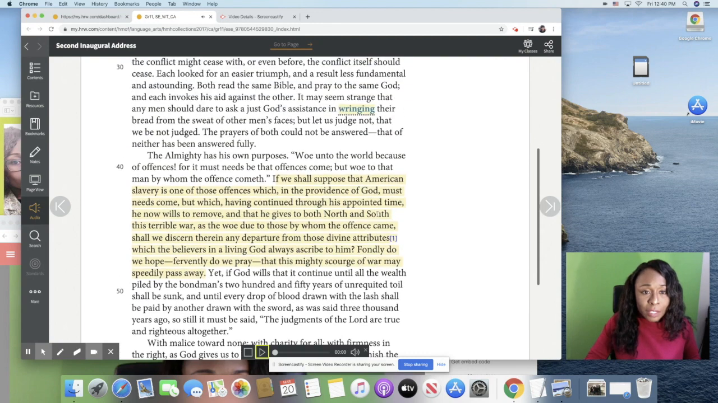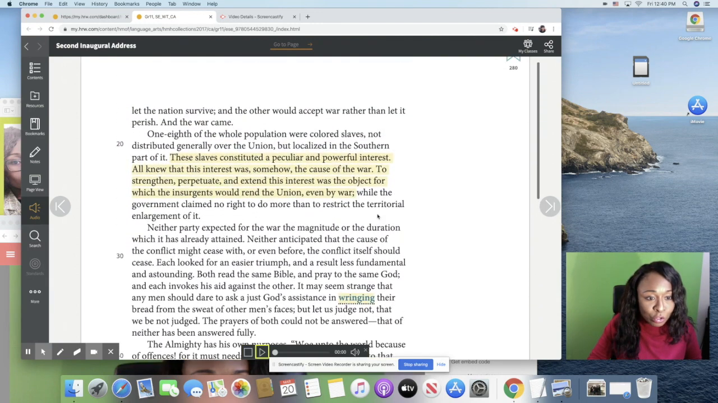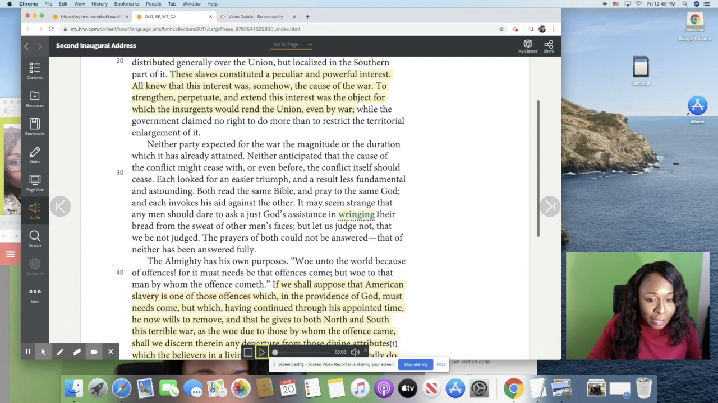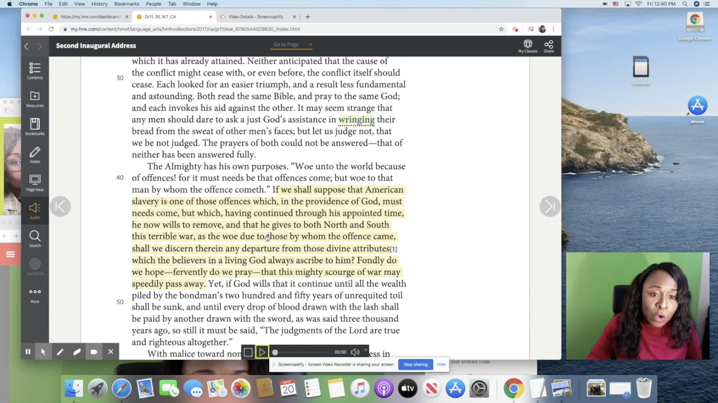All right, so let's go back. Actually, I am going to start at line 41. So let's take a look here. Keep in mind that Lincoln's purpose of giving the speech is to try to unite both the North and the South, to reunite the nation. The war is practically over. It's going to be over soon. So now what's going to happen afterwards? How are we going to all get along, so to speak?